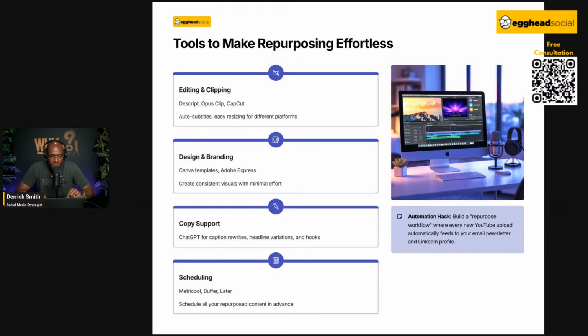Okay. Copy support. Now, ChatGPT for caption rewrites, headlines, variants, and hooks is great. There are also other platforms out there like ChatGPT that allow for wonderful copy. Such as, I know this name sounds crazy, but the name is Write Cream, spelled W-R-I-T-E C-R-E-A-M. I know that's a terrible name, but it's called Write Cream, and it's a ChatGPT type of AI software that you can look into.